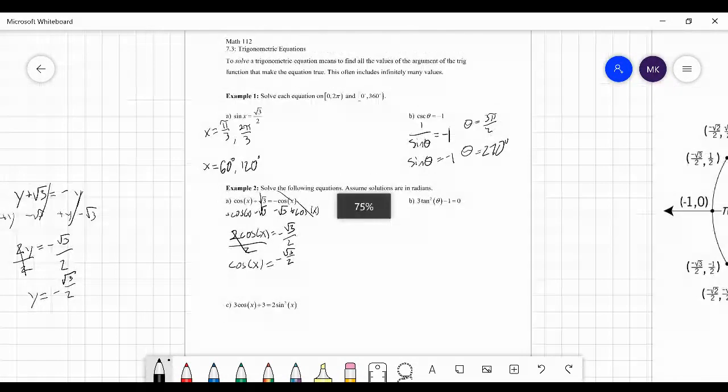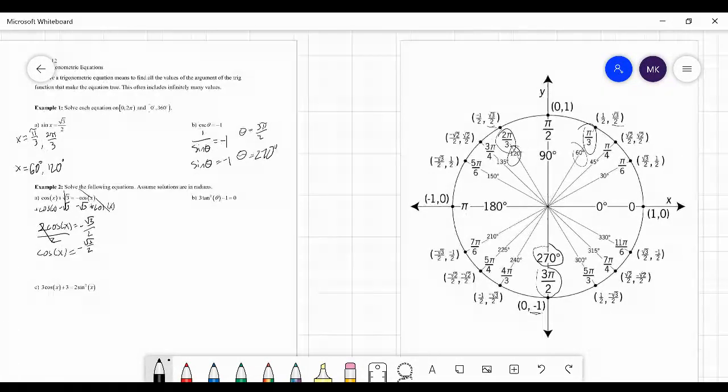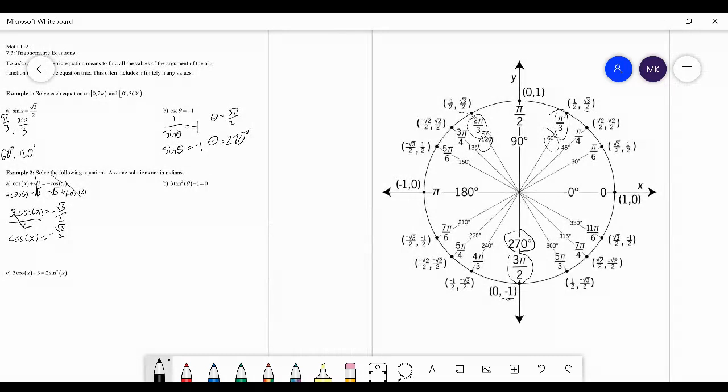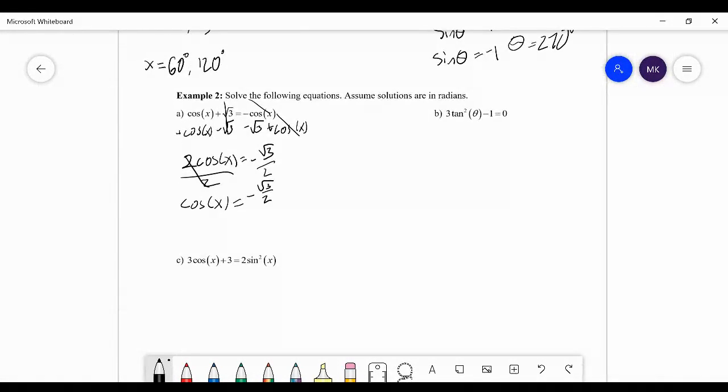Okay, so let's come back over here and look at our unit circle. So we're looking for cosine to be negative root 3 over 2. Cosine is our x values. So we're looking for when our x value is negative root 3 over 2, and that happens both here and here. We're told to assume all solutions are in radians, so we don't need to worry about degrees. So we're looking at 5 pi over 6 and 7 pi over 6. Okay, so that means that x equals 5 pi over 6.